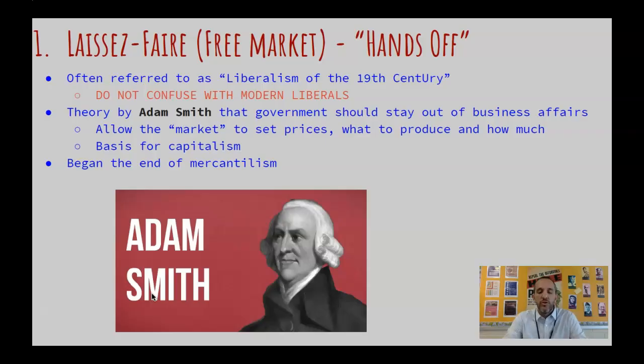This theory, which is promoted by Adam Smith, says that the government should not involve themselves in business affairs. The government should not tell businesses what they can do, what they can pay, what they should make, how much they should produce, and it should all be up to businesses, because in a sense, what businesses are trying to do is to provide things that people want. And with laissez-faire, if the people don't want it, the businesses will stop making it.